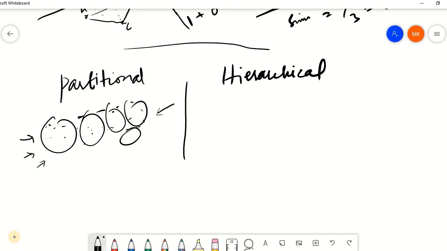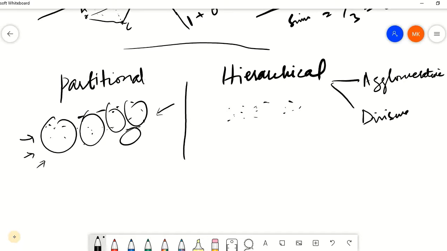Whereas in case of hierarchical clustering, if we again have all these data points, the hierarchical clustering mechanism can be of two types, that is agglomerative and divisive. Agglomerative can also be called the bottom-up approach, while divisive may be called the top-down approach.